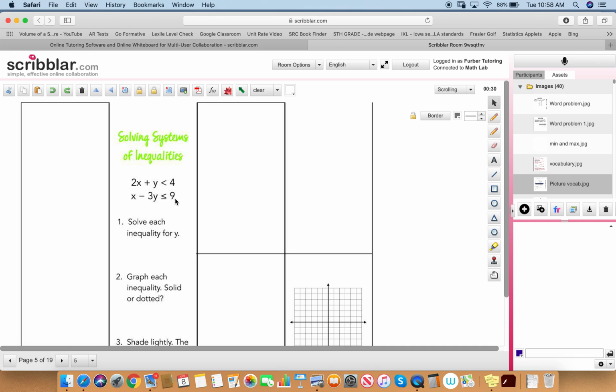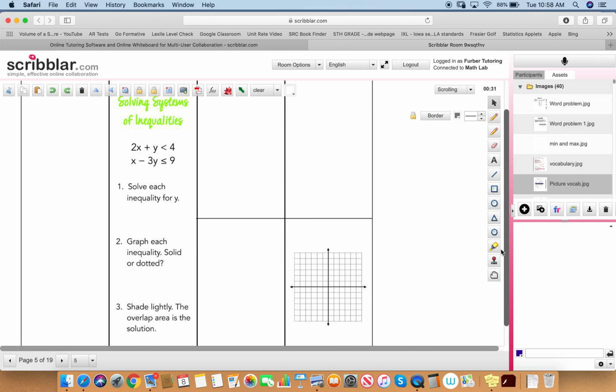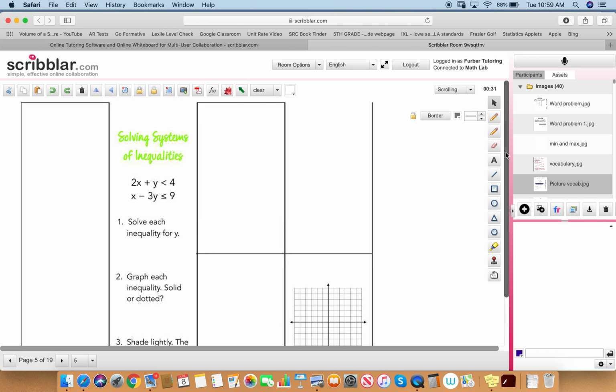So now we're going to combine that with what we're learning in this chapter, which is solving systems of equations. So when you solve a system of inequalities, it involves two types of shading. And so the overlapping shading is your solution to the system of inequalities, since it's not just a single point. So these are the steps that we're going through. The first step says to solve each inequality for y. Neither of these are solved for y, so I'm going to do that first.